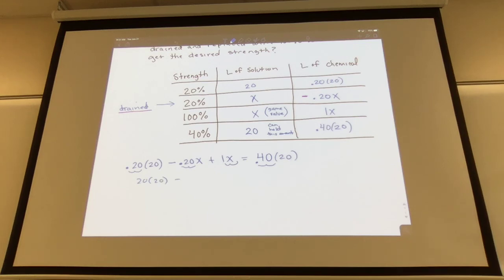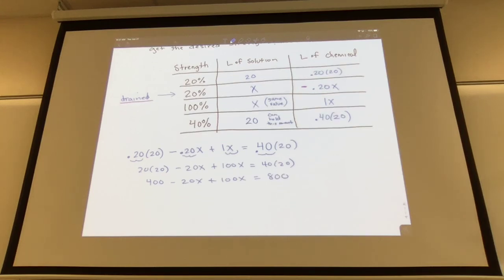Minus 20x, 100x. So multiply everything by 100. And I just multiplied out all my parentheses. At this point, we want to make sure we add like terms. So right here is a like term, and here's a like term. I just want to simplify that, and I'll have 80x on this side.